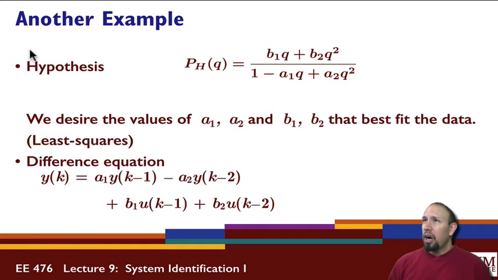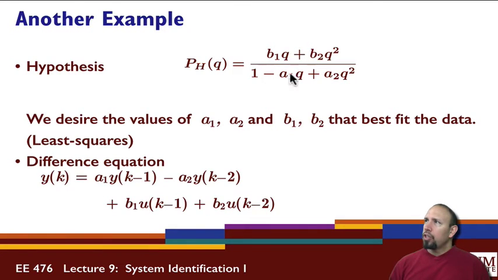Okay, so here is our hypothesis that we're going to use for this problem. It's a second order transfer function. It has unknown coefficients A1 and A2, B1 and B2, second order. So we're going to try to find the best values of A1 and A2 such that the data fits this model. Okay, so that's what we're looking for.